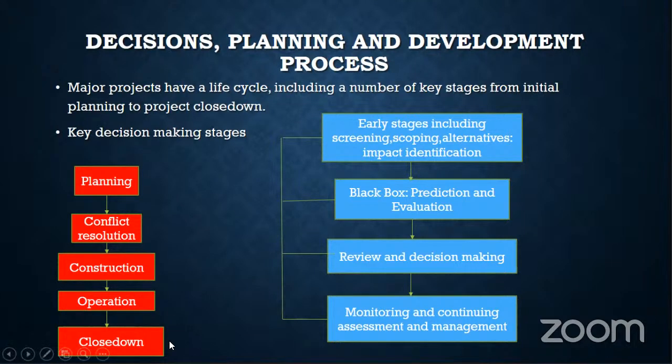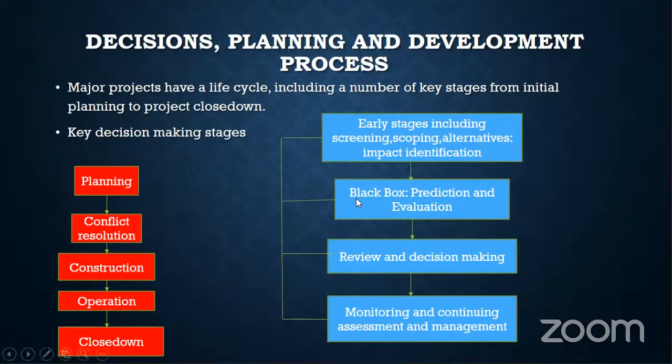Some impacts will be closed down and some impacts will be regularly monitored, so it may change with the climatic conditions. In the other flow chart, we can see the early stages including screening, scoping, alternatives, and impact identification. This is the first stage we can do. This is for decision making and planning and development of the process.